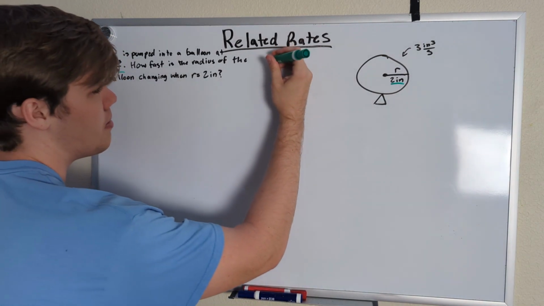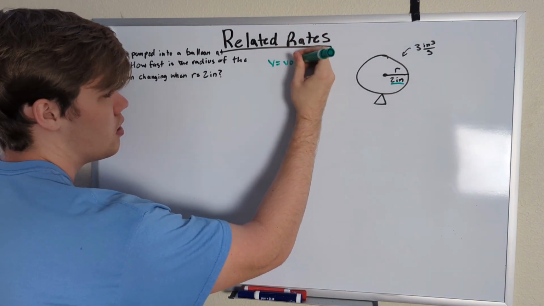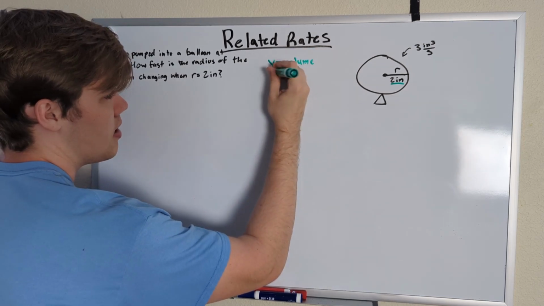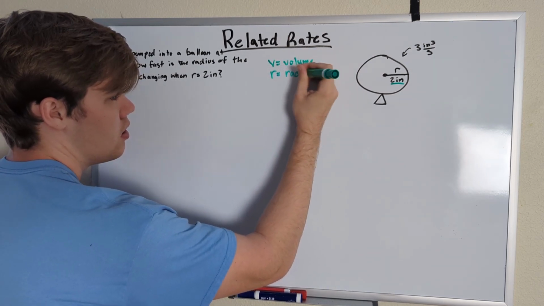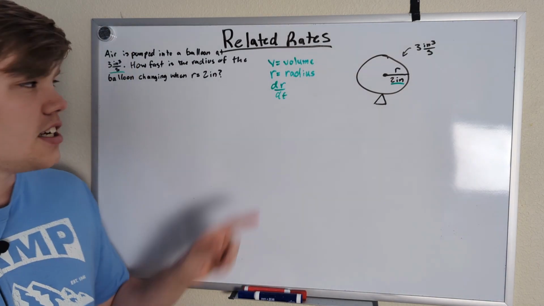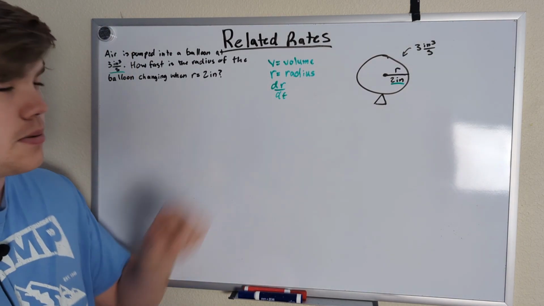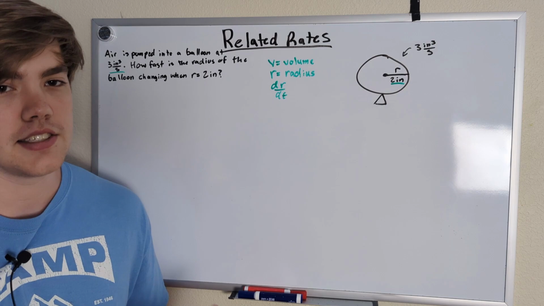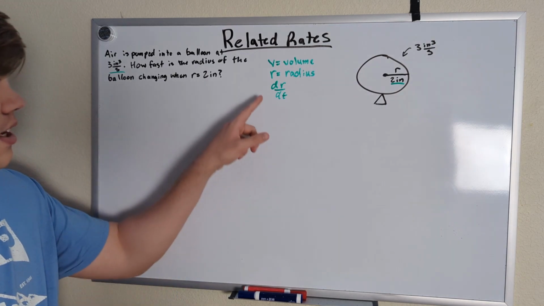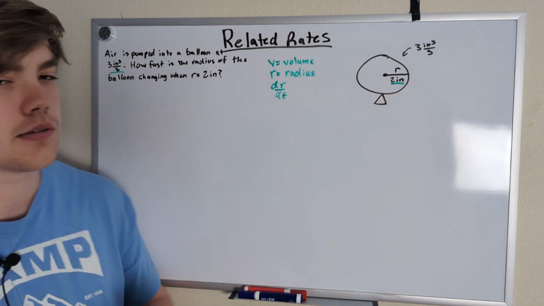So we're going to use V to represent volume, and we'll use r to represent radius. And dr/dt represents the radius of the balloon with respect to time, aka how fast is the radius increasing at some given point. And we're looking for that dr/dt when r is equal to 2 inches.